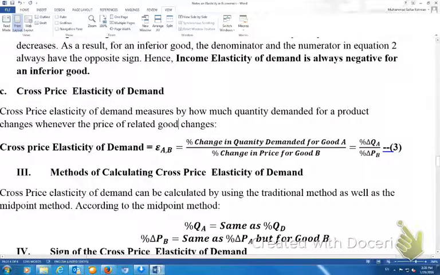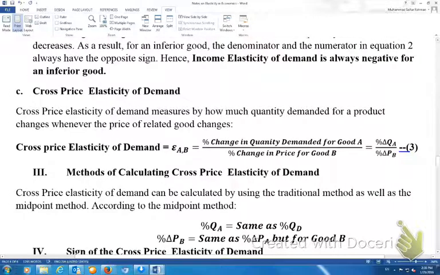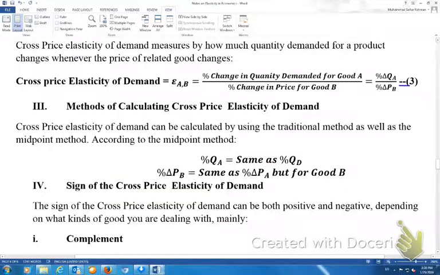Imagine that there are two goods in the market. One is good A and another one is good B, and we are trying to find the cross price elasticity of demand for good A, which means that we are trying to figure out what happens to the demand for good A when the price of good B changes. The way to calculate that is we find out the percentage change in quantity demanded for good A, we find out the percentage change in the price of good B, take the ratio and calculate the cross price elasticity of demand. You can imagine that the way to calculate cross price elasticity of demand is very much like how we calculated price elasticity of demand.